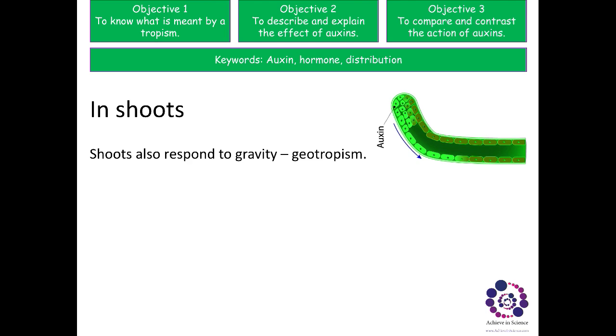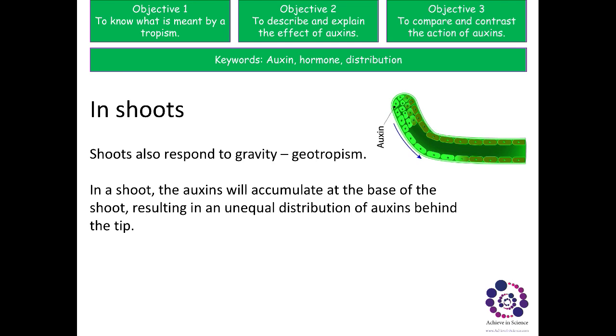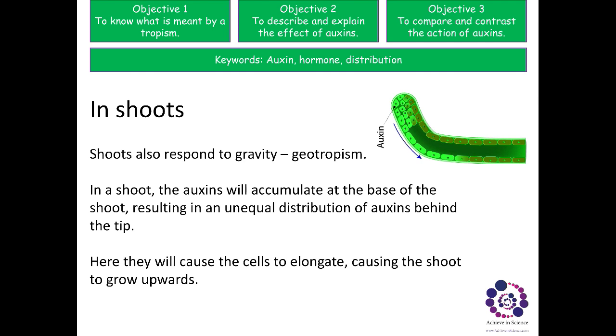Now in shoots, shoots can also respond to gravity. This is an example of a geotropism. In a shoot, the auxins will accumulate at the base of the shoot, resulting in unequal distribution of auxins behind the tip. In the shoot, this is where the cells will elongate, causing those cells to get longer, and therefore the shoot will therefore grow upwards.